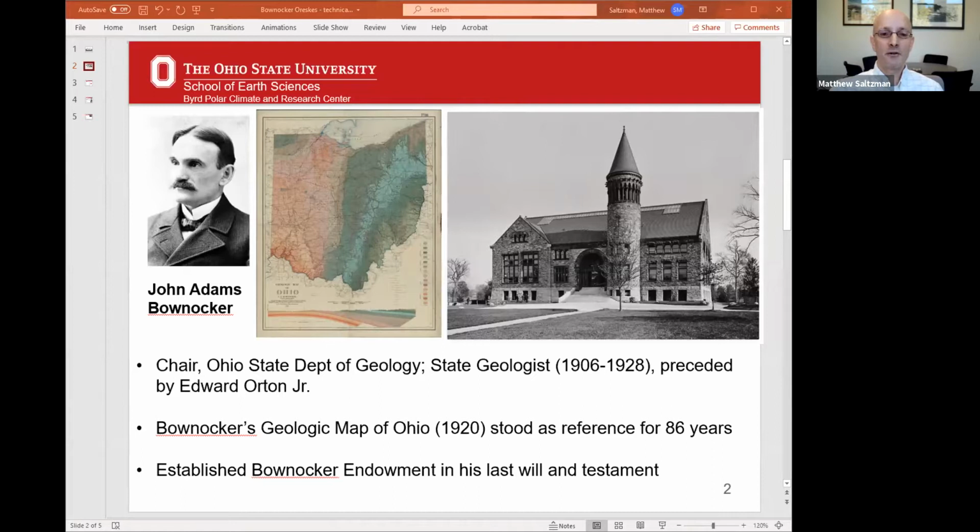To put his era in context, it was 1915 when Wegener proposed the idea of the supercontinent Pangaea. And thankfully for us, he established the Bownocker Endowment in his last will and testament, which we use to support the speaker series.